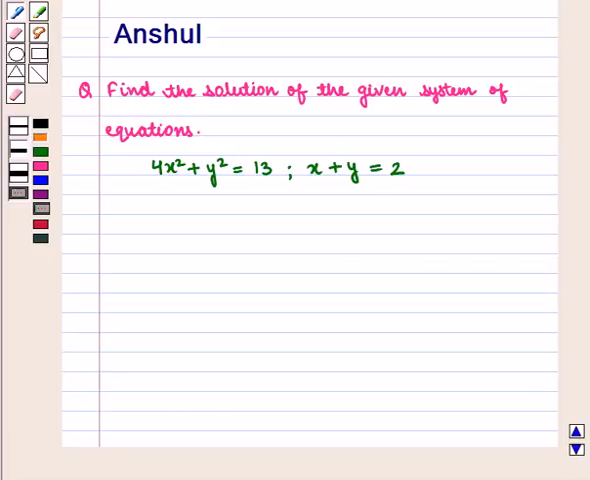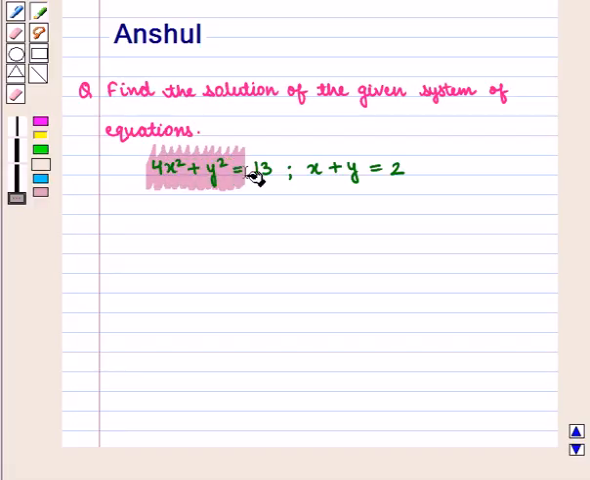In this session, we are going to discuss the following question: find the solution of the given system of equations. The equations given are 4x square plus y square is equal to 13 and x plus y is equal to 2. Now let us start with the solution of the given question.